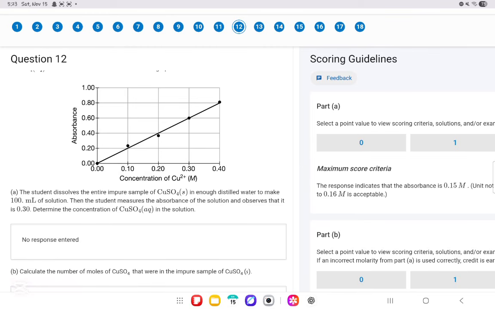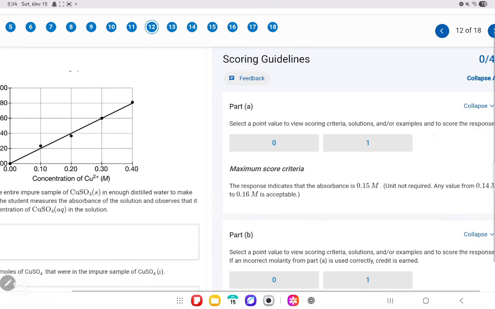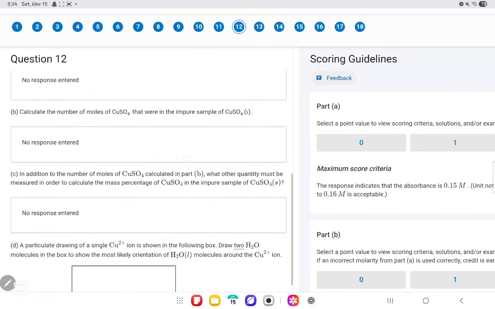They want us to determine the concentration. So you just look at the graph, you see 0.30 here. I will come across. It's almost what? It's almost 0.15, halfway. 0.15 molarity. This is my concentration. Okay, we move on to part B.